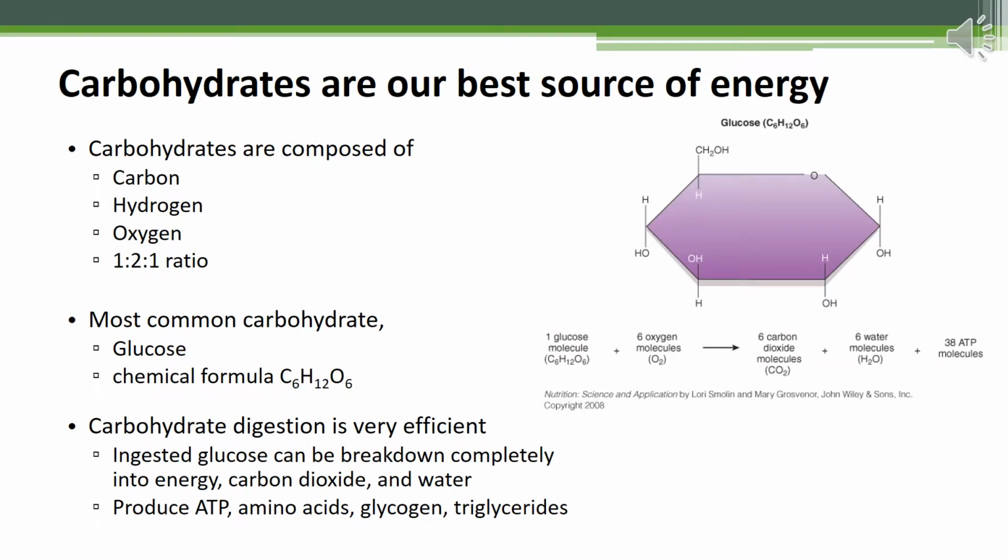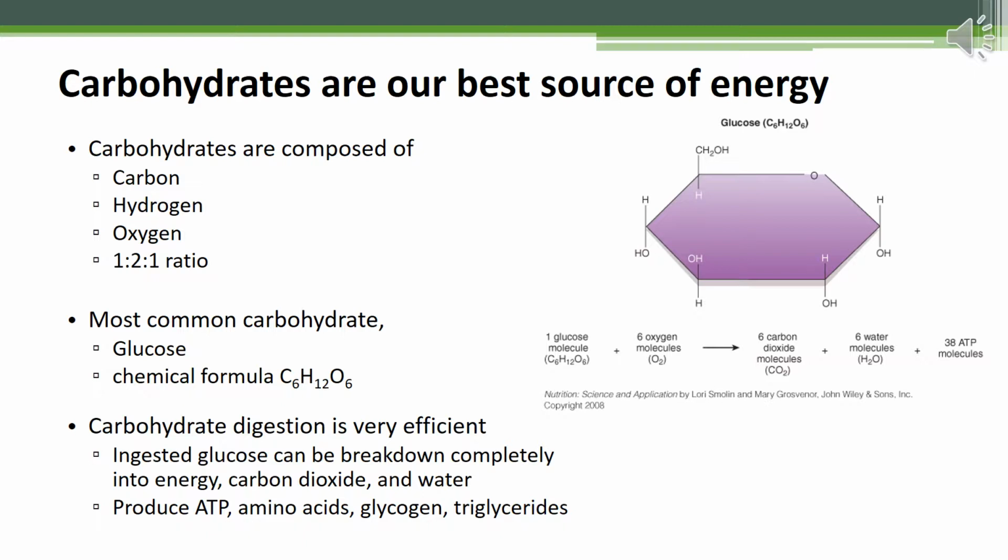Here's just some more real basic review of carbohydrates. They're composed of carbon, hydrogen, and oxygen in a 1 to 2 to 1 ratio. The most common carbohydrate is glucose, and its chemical formula is right there, and it's in the picture over at your right. Our ability to digest carbohydrates is very efficient. Ingested glucose can be broken down completely into energy, carbon dioxide, and water, so that's pretty good.